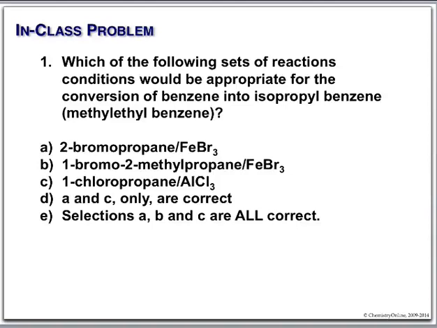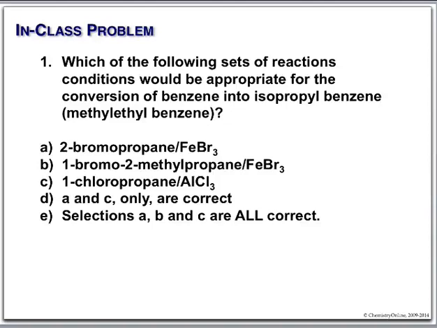How about B? This goes all the way back to organic 1, doesn't it? Just quickly jot out the structure of 1-bromo-2-methylpropane.